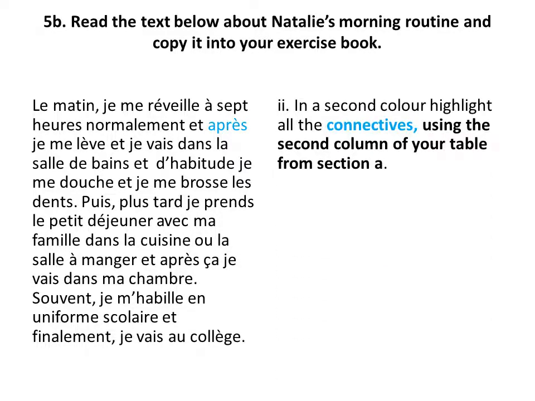Now that you've highlighted the time phrases in your first colour, in a second colour, I want you to highlight all the connectives you can find in the text, using again the second column of your table from section A that you completed. And I've done the first one for you. So I've highlighted après in blue, and on my key code I'm going to write connectives equals blue. Now pause the text and highlight in that colour all the connectives you can find in the text and press play to continue. Excellent.